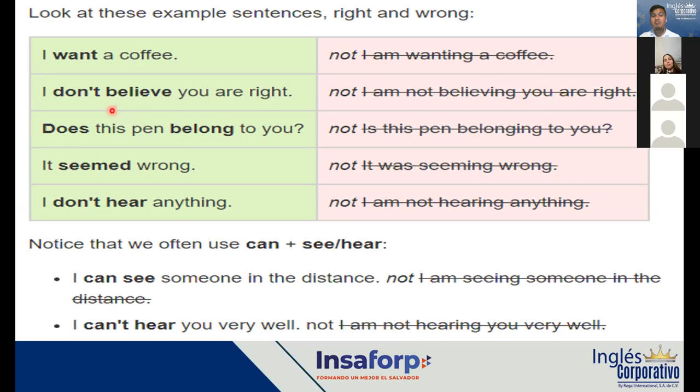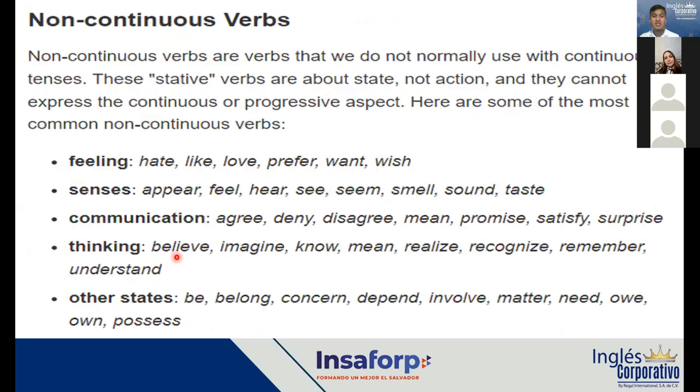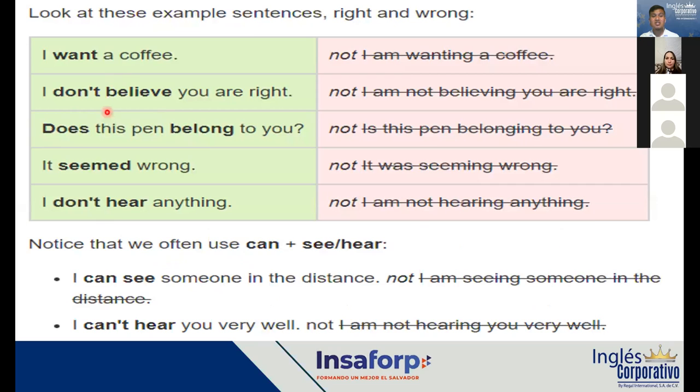So we have the verb believe here that, as you remember, because it's a verb of thinking, we cannot use in the continuous form. So you have to use it in the simple present. So instead of saying, I'm not believing you are right, no estoy creyendo que estés en lo correcto, vuelvo y le repito, para nosotros en español esto estaría perfecto, porque así hablamos nosotros. But in English, we cannot say that. So we are going to use simple present. Y vamos a decir, I don't believe you are right.